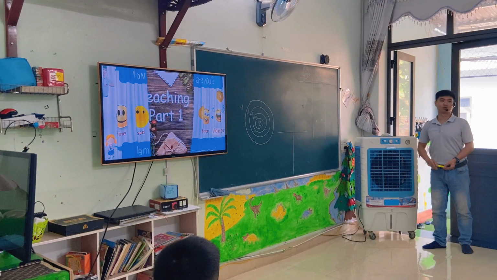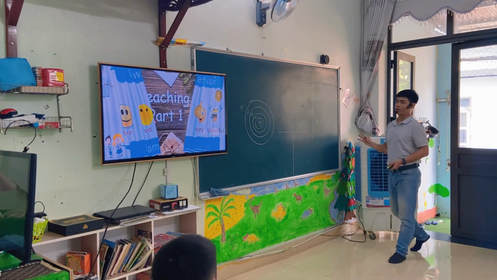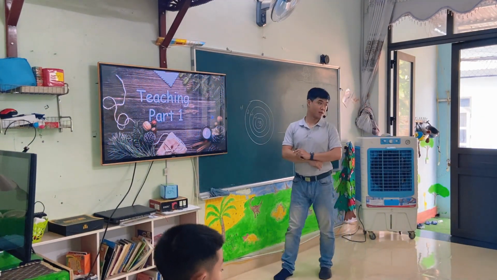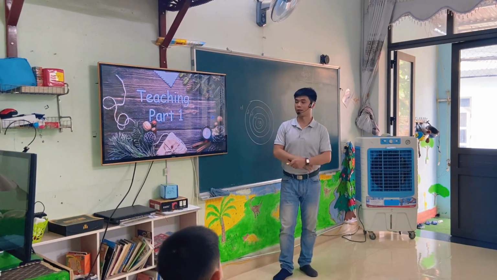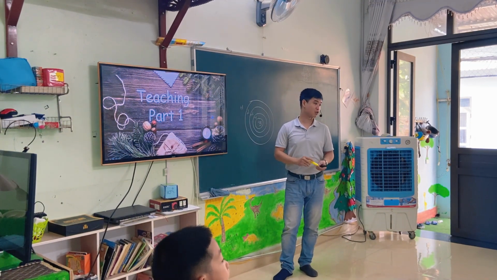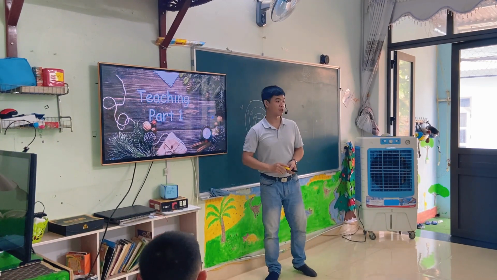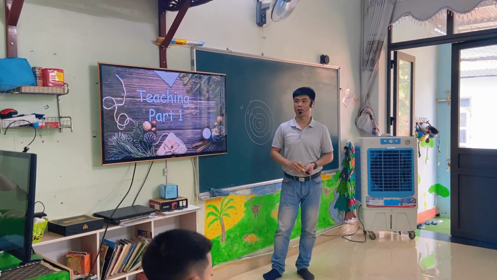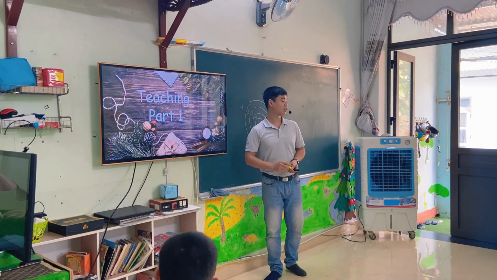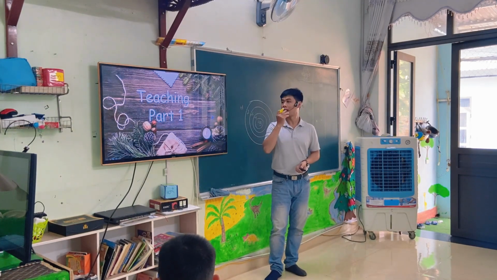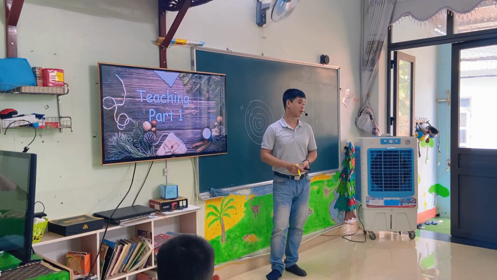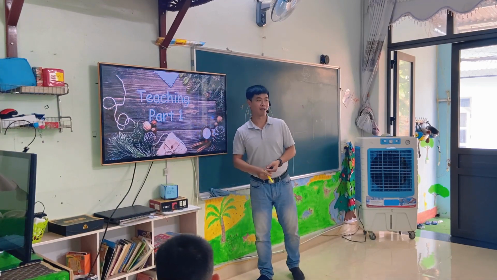So now let's come to the lesson today. Let's come to part one. In this lesson, we are going to learn about some kinds of animals you can see near your house. We also learn how to make the question about how many animals you can see.